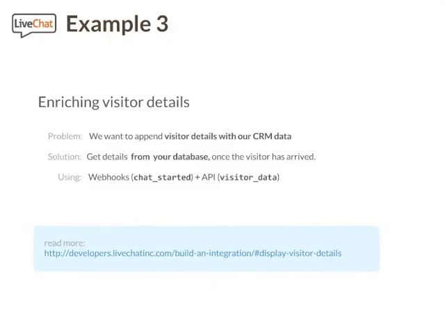Enriching visitor details. Say a company has their own CRM or database in-house that they want to send some of that client information back to LiveChat to have enriched visitor details. Just get those details from database, pass them with webhooks and API, and there you have it.